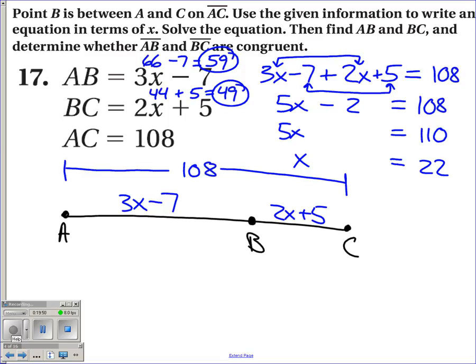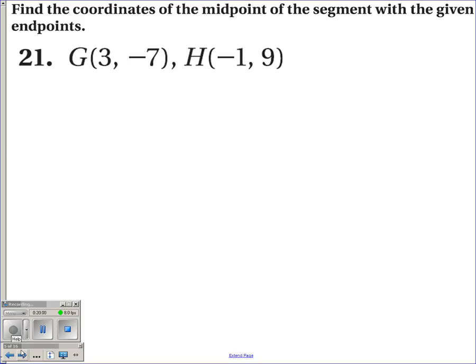So again, don't make the mistake of putting it right in the middle when it says between, because it may not be the midpoint, and that makes you think that it is. Let's go on to Problem 21.